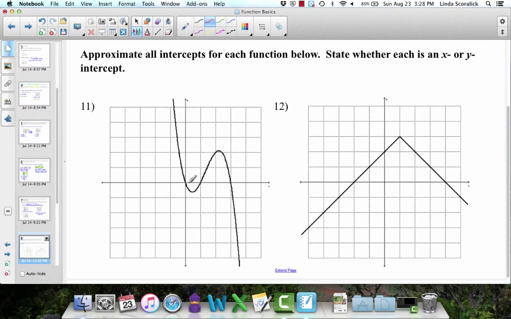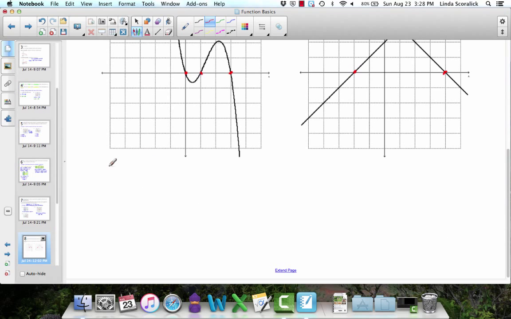So let's start with the x-intercepts. What we want to do here is mark the different points where these graphs cross the x-axis, and we're going to go ahead and do both examples at once. So I've marked all those spots in red. Those are x-intercepts because they're where they cross the x-axis, or the horizontal axis. So go ahead and just approximate those ordered pairs.